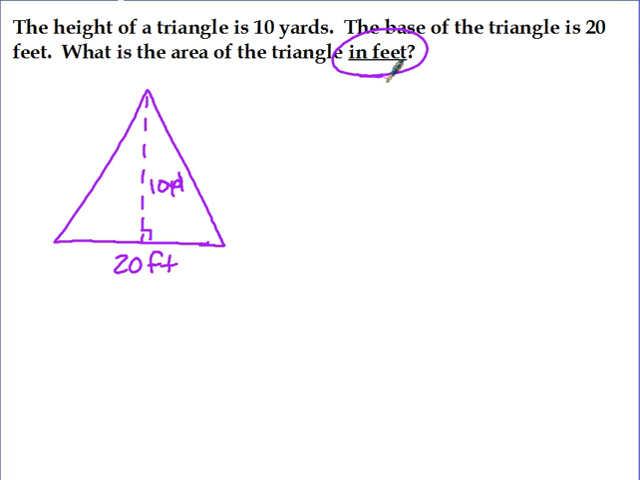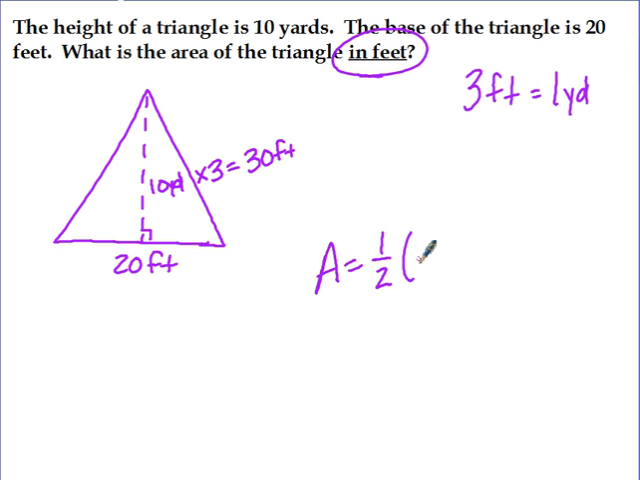Yards. So there's 3 feet in 1 yard. So to turn this 10 yards into feet, I'm just going to multiply by 3, which makes it 30 feet. So they only want the area. We couldn't find perimeter anyway because we're missing 2 sides. So the area is 1/2, the base is 20, the height is 30. And so that's going to give us 300 square feet.